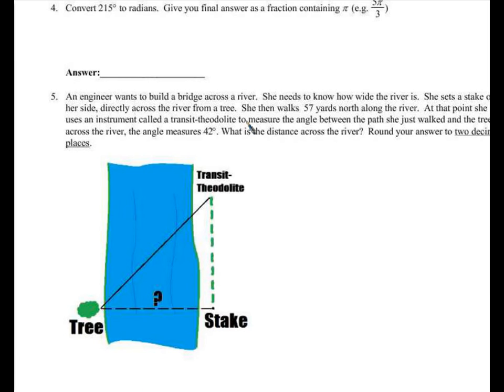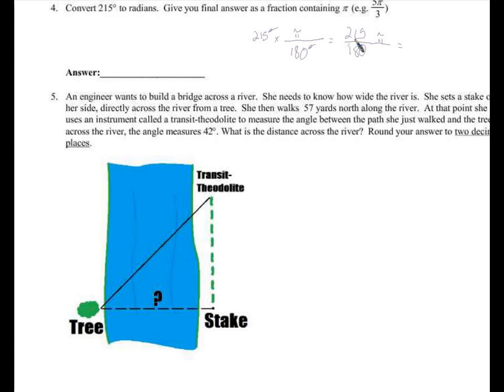Convert 215 degrees to radians. As with any unit conversion, we're going to multiply by an equivalence ratio, which would be pi to 180. Pi radians and 180 degrees are the same, so this is 1. We cancel out the units of degrees, and we get 215 over 180 times pi, right? 215 pi over 180.